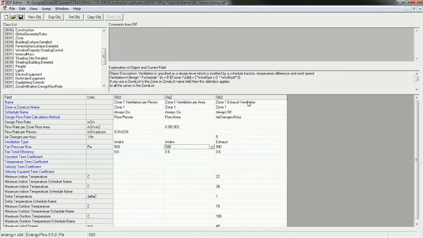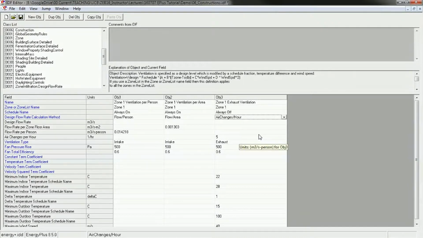And there's one last one in this class called exhaust ventilation. Right now I've got this off as a default, and this is set to air changes per hour. So this is a different way of thinking about ventilation.